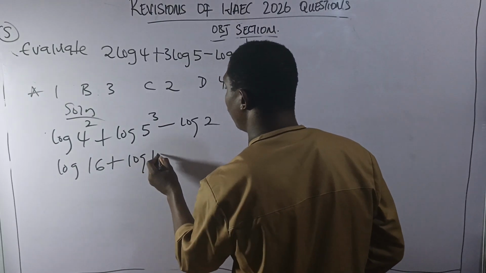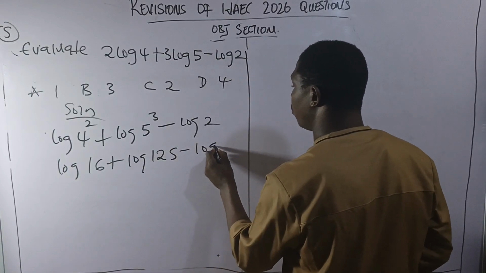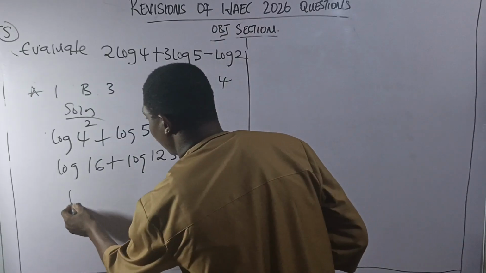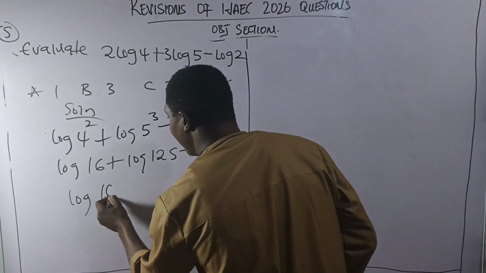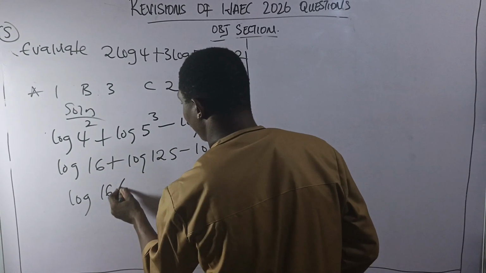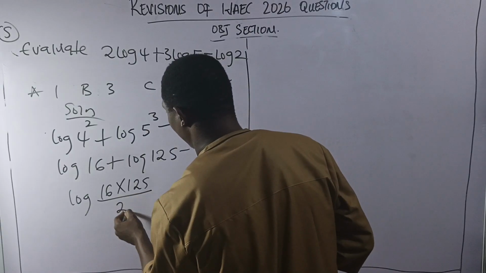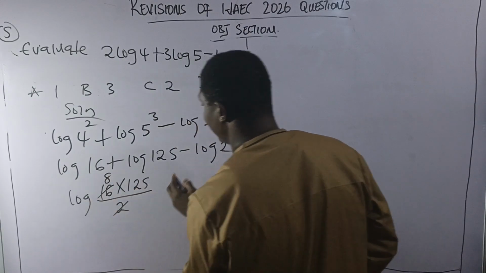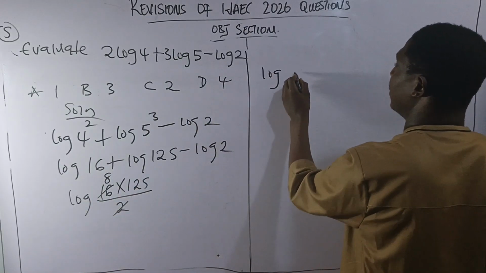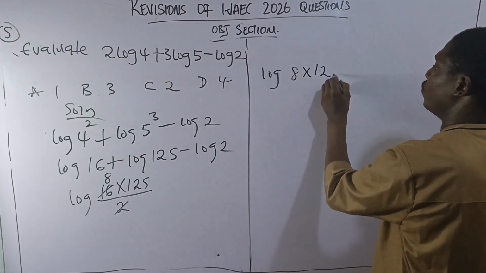So I have log 125 minus log what? 2. Now I'll use my law to combine into one log, I have 16. Addition is to multiply. So I have 16 times 125. And subtraction is to divide. I'll have all over what? 2. This can cancel to give me 8. And I'll have log 8 times 125.